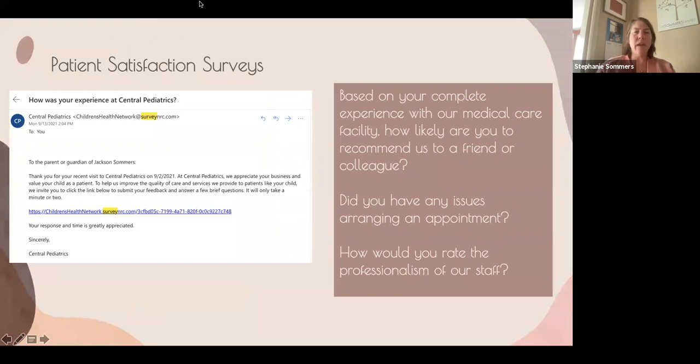And then another thing I thought about was, after a lot of visits, we get sent these patient satisfaction surveys, right? So on the left here is an example from my email of a link to a survey I was sent after my son had a doctor's visit this fall. And the questions these surveys often ask are things like, based on your complete experience with our medical care facility, how likely are you to recommend us to a friend or colleague? Did you have any issues arranging an appointment? How would you rate the professionalism of our staff?